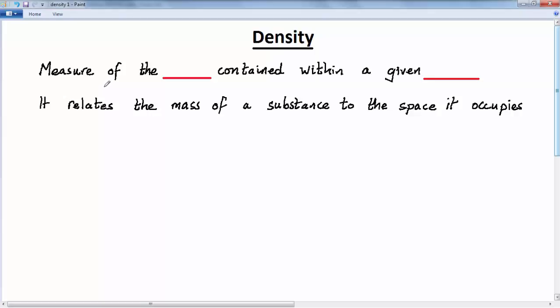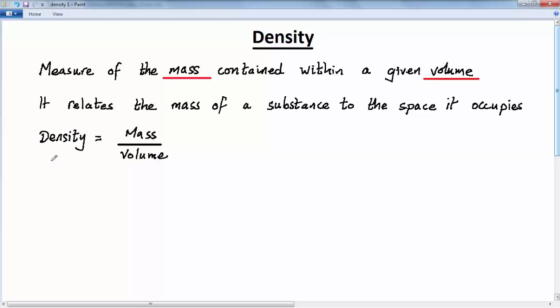In the next 3 lessons we're going to look at density. Now the density of a substance or an object is a measure of the amount of mass that's contained within a given volume. In a sense, it's a measure of the compactness of matter. That's to say, it relates the mass of a substance to the space that it occupies. So we can write a simple formula for density. We can say that the density is equal to the mass divided by volume.